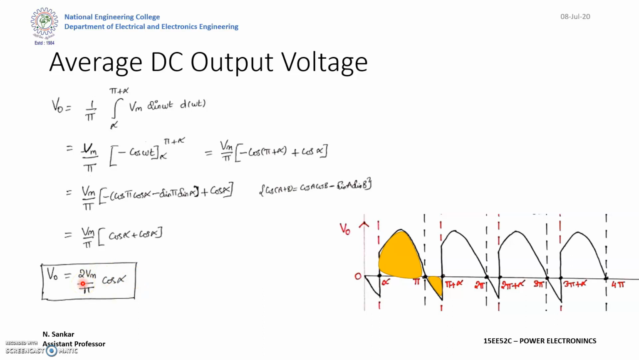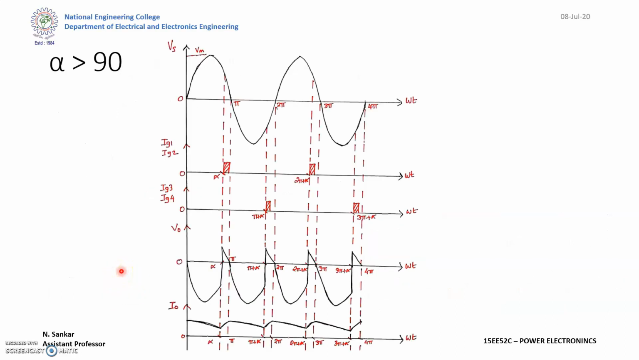That's why in the previous slides for the graph I mentioned alpha is less than 90 degrees. So let us take a look at the output graph when alpha is greater than 90 degrees. This is the output graph if you choose the firing angle greater than 90 degrees. This point is 90 degrees, pi by 2. I am choosing a firing angle at this point, so only at this point the thyristors T1 and T2 get turned on and start conducting.